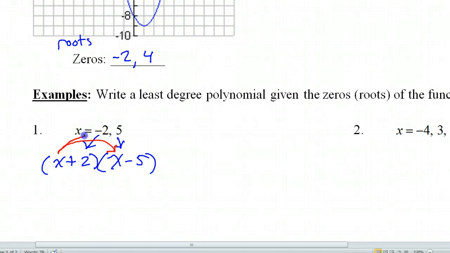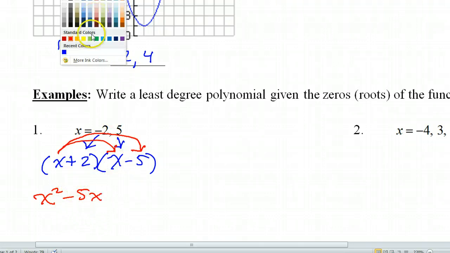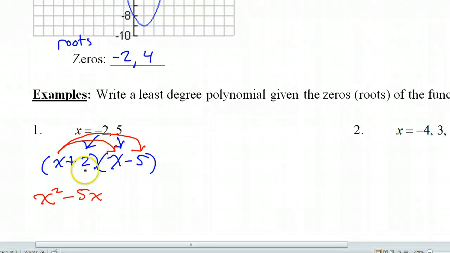So I'm going to do the distributive property. x times x, that's x squared. x times negative 5, that's negative 5x. I need to also distribute the 2. So 2 times x, 2 times negative 5. So that'll be plus 2x minus 10. Then you've got those like terms.